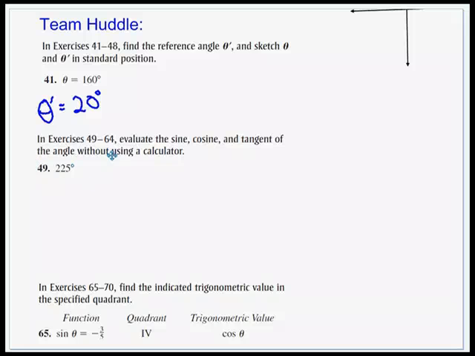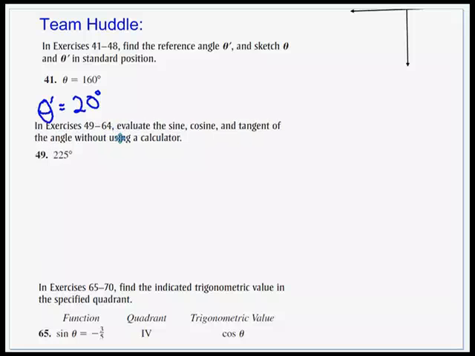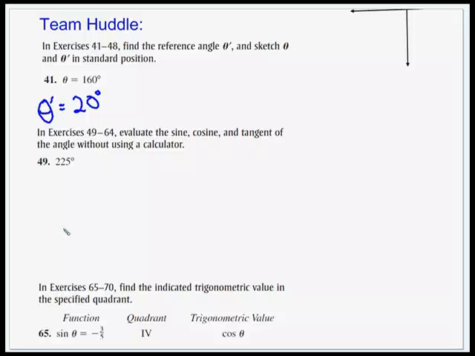In the next problem here, it says evaluate the sine, cosine, and tangent without using a calculator. So first we're going to find our reference angle. For 225 degrees, we have 90, 180, and 270 would be too far, so we're definitely somewhere in the third quadrant. That's 225. And the shortest way back to the x-axis would be to go right up here to 180. Well, the distance between 225 and 180 is 45 degrees. So our reference angle is 45 degrees.